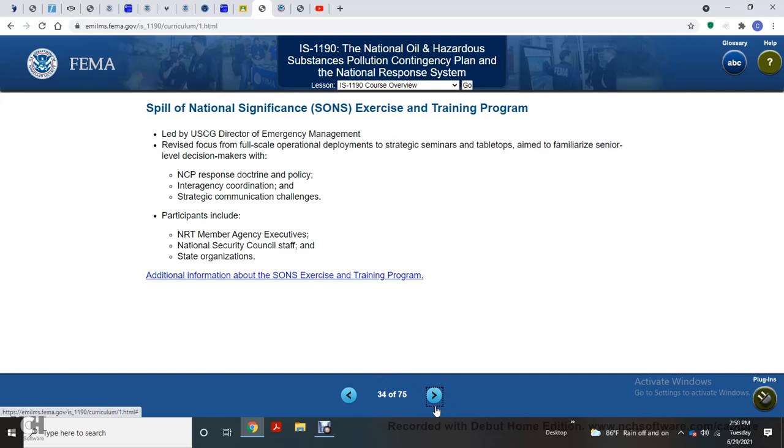Spill of National Significance exercise, or SONS. The exercise and training plan is led by the U.S. Coast Guard Director of Emergency Management, with a revised focus from full-scale operational deployment to strategic seminars and tabletops aimed at familiarizing senior-level decision-makers with the National Contingency Response doctrine, policy, interagency coordination, and strategic communication challenges. Participants include National Response Team member agency executives, National Security Council staff, and state organizations. And that spill of national significance is SONS.